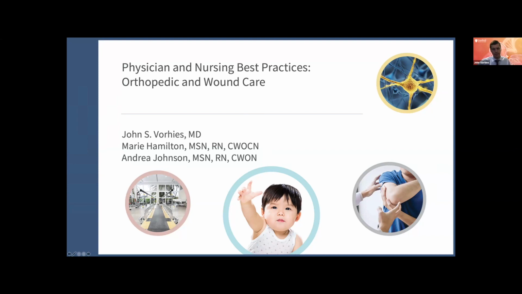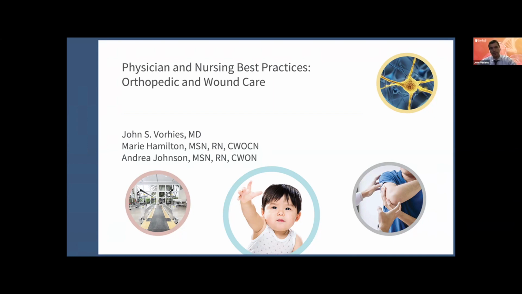I'm John Voorhees. I'm one of the pediatric orthopedists here at Stanford, and I'm doing this session today with Marie Hamilton and Andrea Johnson, who are two of our excellent wound care nurses. So we're going to be talking about physician and nursing best practices as they relate to orthopedic surgery and wound care. So we'll break up the session into two parts.